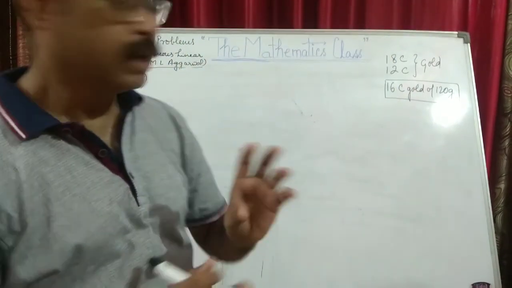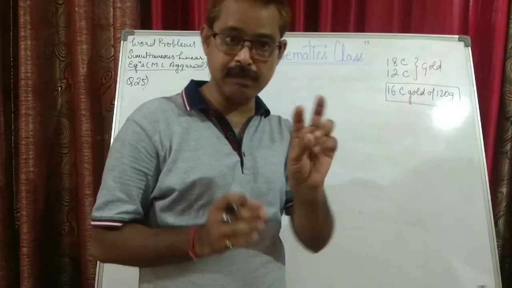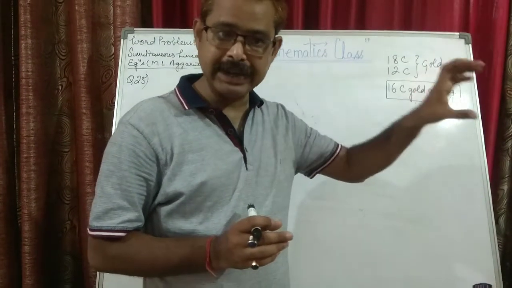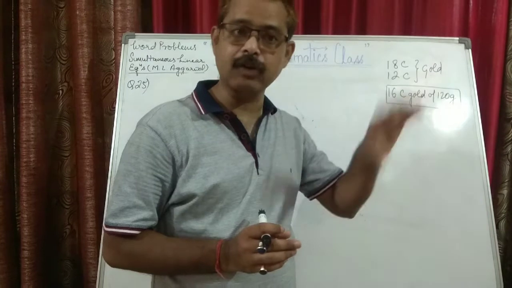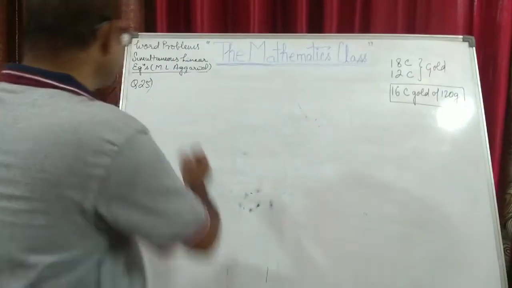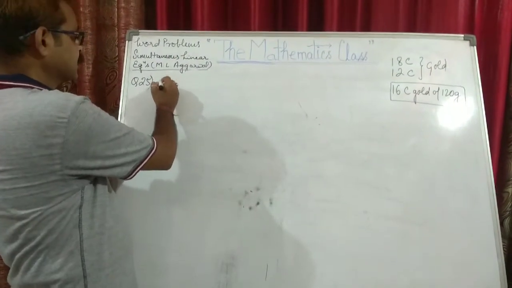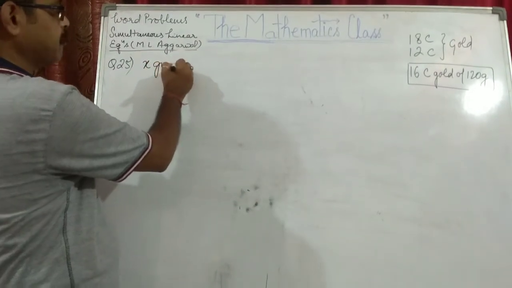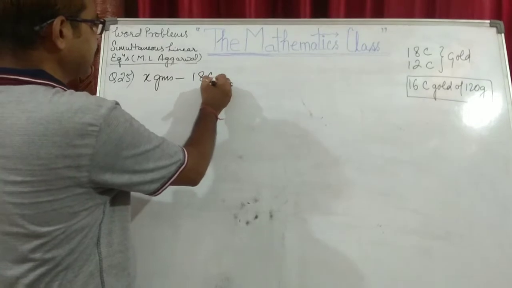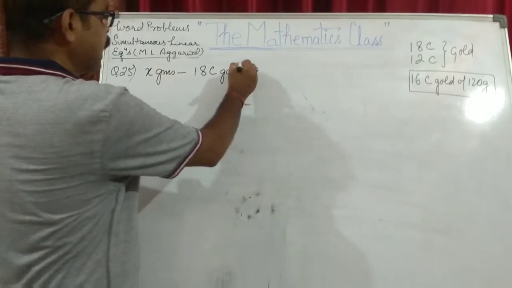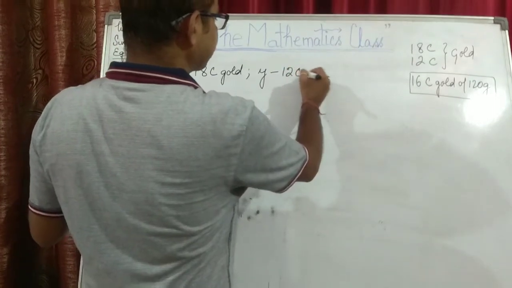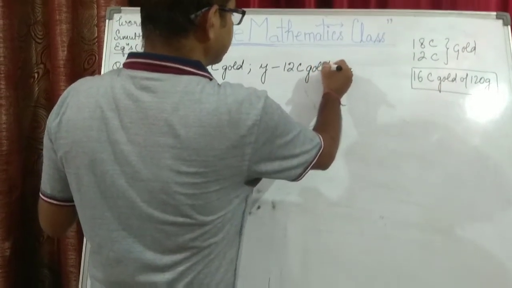This is the question. It means the question has to be made into two variables or two equations. One will be in carat and one has to be in weight or grams. So let us assume that the jeweler has X grams of 18 carat gold with him and Y grams of 12 carat gold with him.